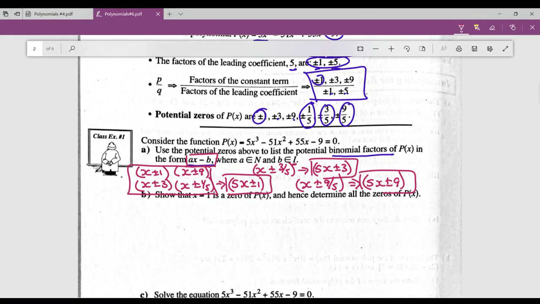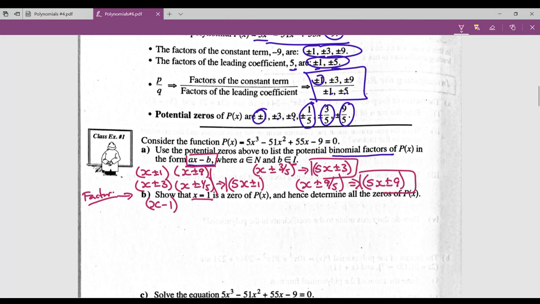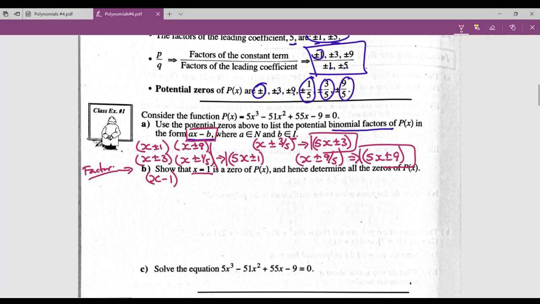All right. Show that x minus 1 is a zero of the polynomial and hence determine all zeros. What that sentence really means is factor the polynomial. And they've told us that x equal to 1 is a zero. If x is equal to 1, that means we're looking at x minus 1. What's our potential factor? So we do synthetic division.